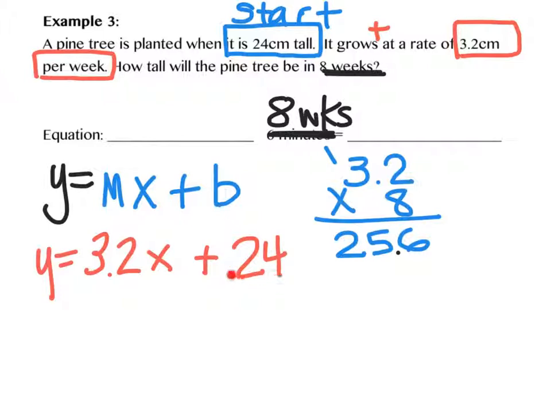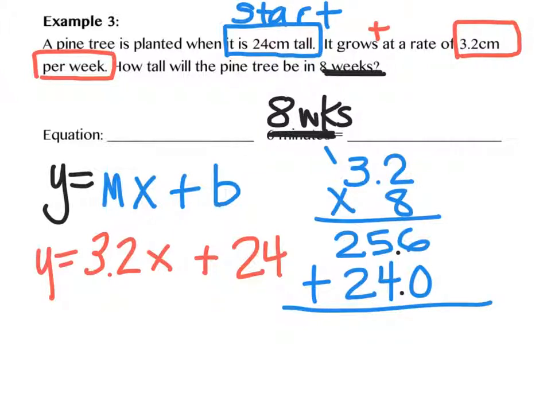And I have to remember to go back and add the 24 inches that it was when it started. Plus 24. And 24 is a whole number, so I need to make sure I put in that decimal and add my 0 so that those line up perfectly. Now I can add it together. 6 plus 0 is 6. Bring down my decimal. 5 plus 4 is 9. And 2 plus 2 is 4. So now I have a perfect answer for the tree growth in 8 weeks. It is 49.6 centimeters tall.